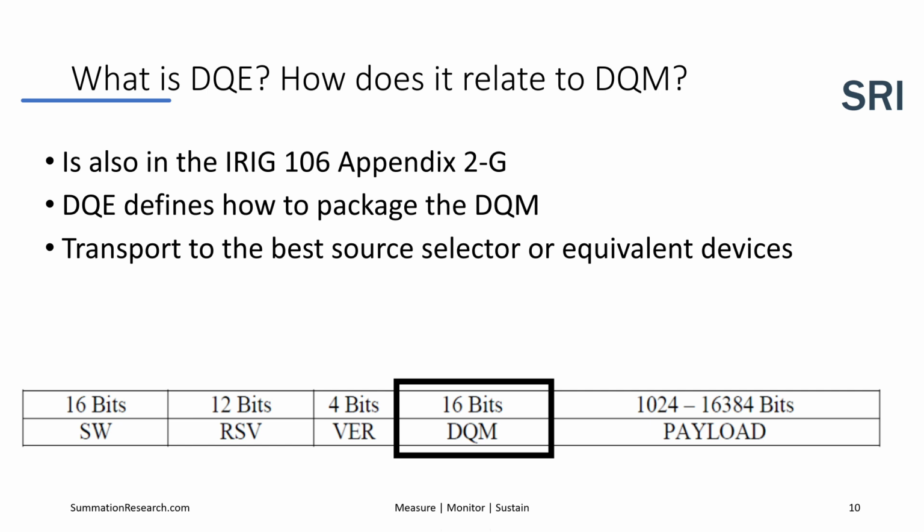In summary, DQE plays a vital role in the telemetry data transmission process by standardizing the encapsulation of the DQM, ensuring reliable data transport, and supporting systems that rely on accurate data quality metrics for optimal performance. Let's take a look at the next slide.